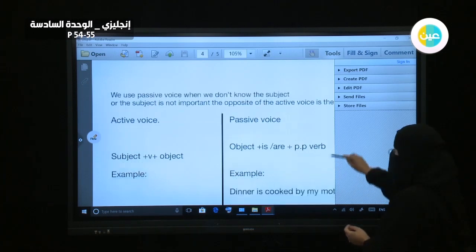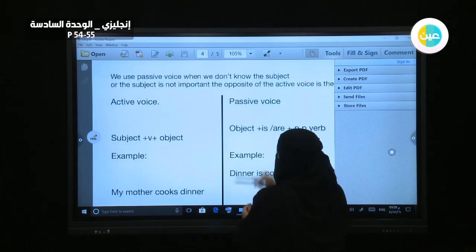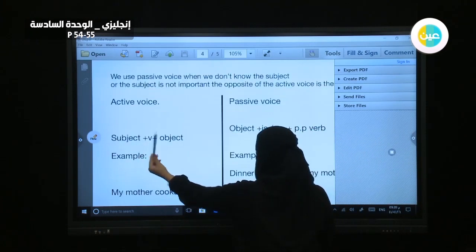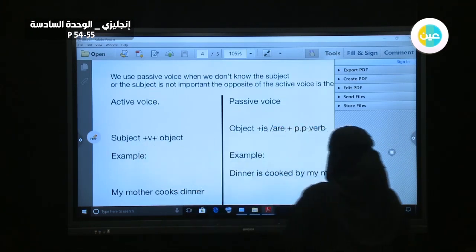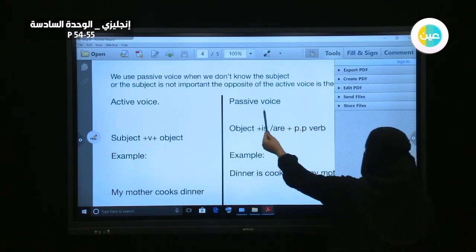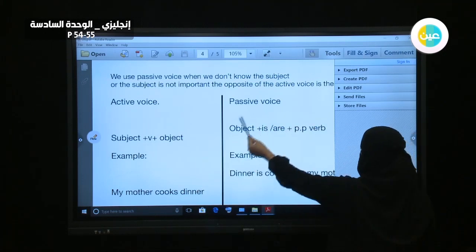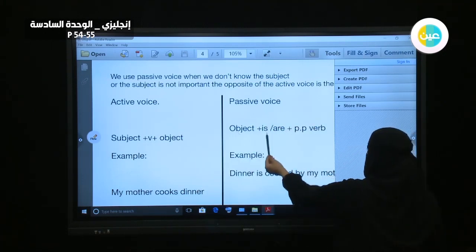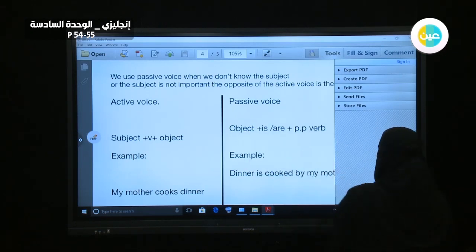First, we have active voice. In active voice, the structure will be subject, verb, object, okay? In the passive voice, we will start with the object, then is or are, then the past participle verb, the third form of the verb.